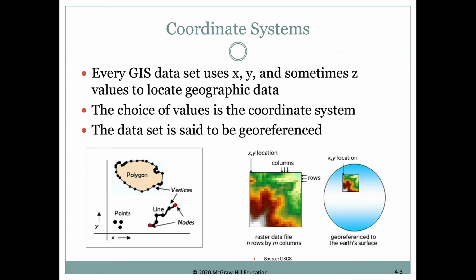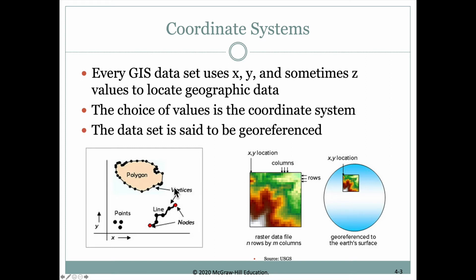So coordinate systems are the way that we find ourselves on the surface of the Earth. All the GIS data that we have has some sort of X and Y value, such as we see here, of where these individual points are. So this point would be this far in the X direction, this far in the Y direction. And for gridded data, each one of these XY locations would be represented by a different grid cell.